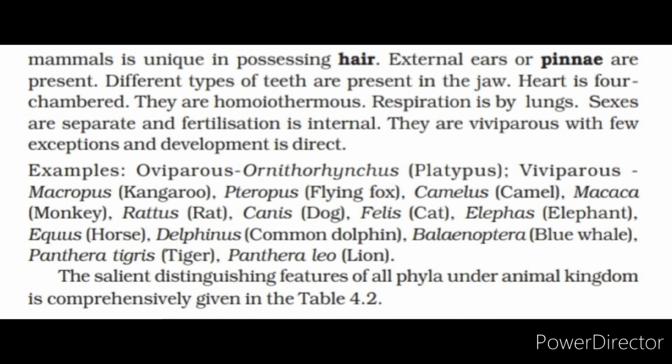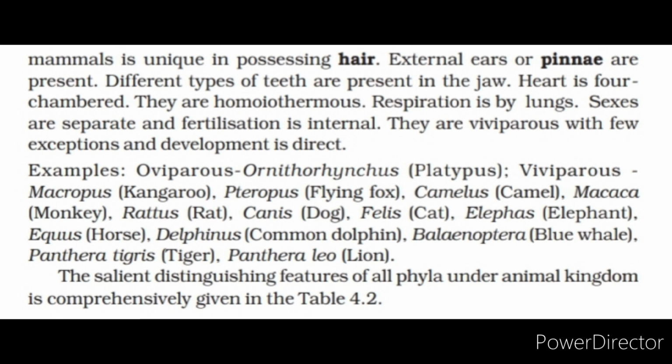Different types of teeth are present in the jaw. Heart is four-chambered. They are homeothermous. Respiration is by lungs. Sexes are separate and fertilization is internal. They are viviparous with few exceptions and development is direct.